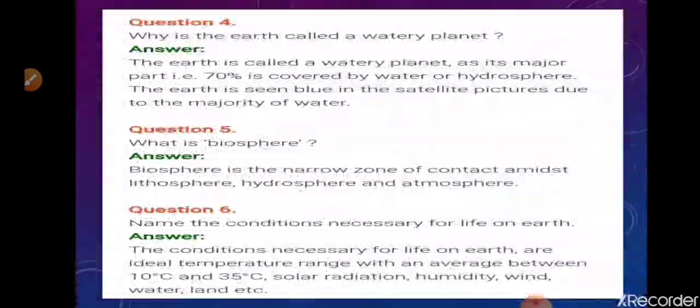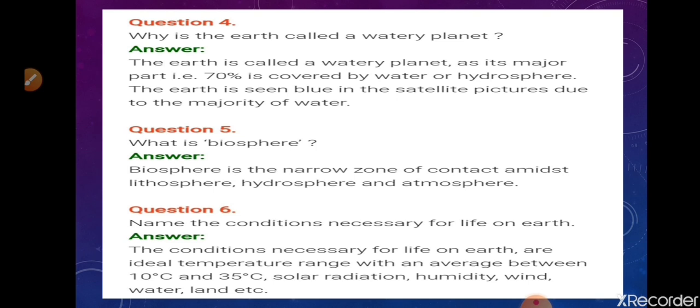Now question number 4, I am moving. Why is Earth called the watery planet? You know well that 70% of the earth is covered by water, or hydrosphere. When we watch the earth from a satellite, it looks blue in the picture. So that's why the earth is known as the blue planet.